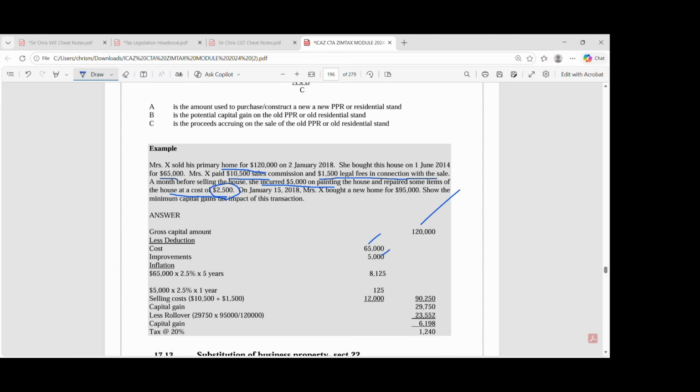Then selling cost, we include the selling cost. Then you get your capital gain. So Zimra, they want to tax you 20% of the whole 29,750.